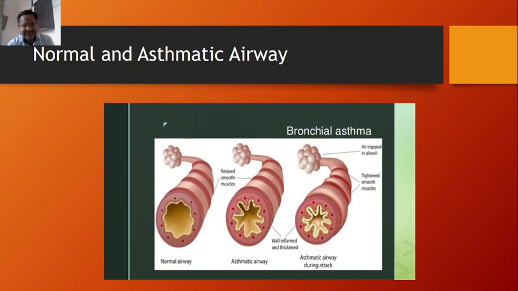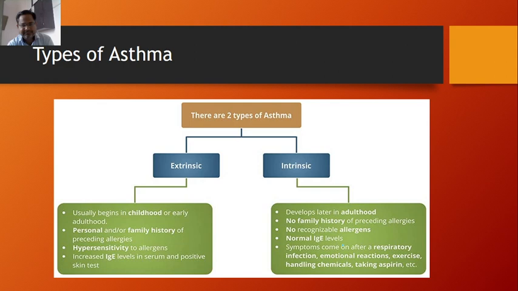Again you can clearly see this is the normal airway. During the asthmatic attack there is an inflamed airway, an increase in mucus secretion, and the smooth muscle gets tightened because of bronchoconstriction. There is inflammation and an increase in mucus production, and hence it causes difficulty in breathing, shortness of breath, and a wheezing sound.